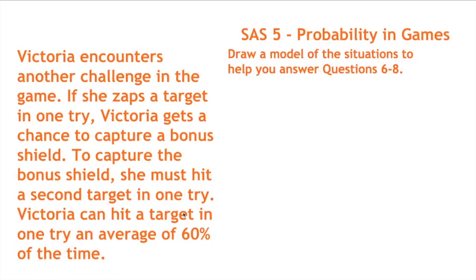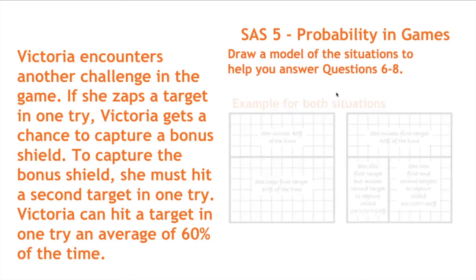So Victoria encounters another challenge in the game. If she zaps a target in one try, she gets a chance to capture a bonus shield. But to capture the bonus shield, she must also hit a second target in one try. Victoria hits the target in one try on an average of 60% of the time. Let's draw a model of the situations to help answer questions 6 through 8.